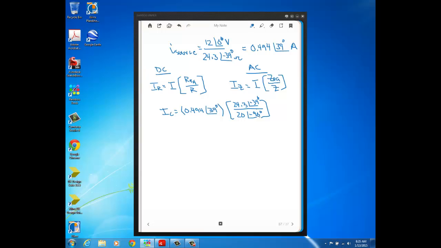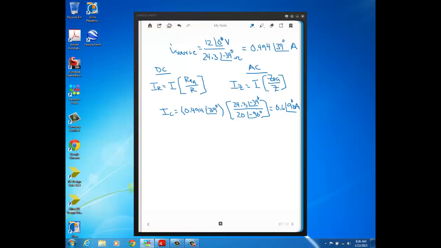So now if we go ahead and work this out, you'll see that the capacitor current comes out to 0.6 at an angle of 90 degrees. Because the angles here, 39 plus minus 39, that's going to cancel out, and then you'll have 0 minus a minus 90, which is 90 degrees. And the units here are amps. So you see that's our capacitor current as a phasor.